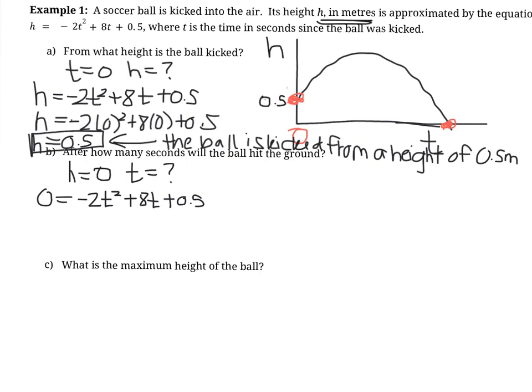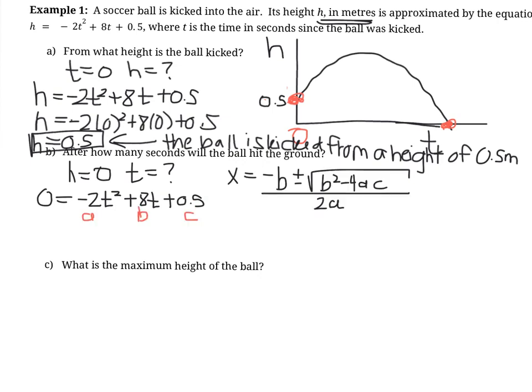If we want to use factoring, we'd have to use decomposition. But looking at this decimal, this is going to make it a little bit difficult. So we should use the quadratic formula here. Here's our A, here's our B, here's our C. Go ahead and write out the quadratic formula and start filling in your letters.